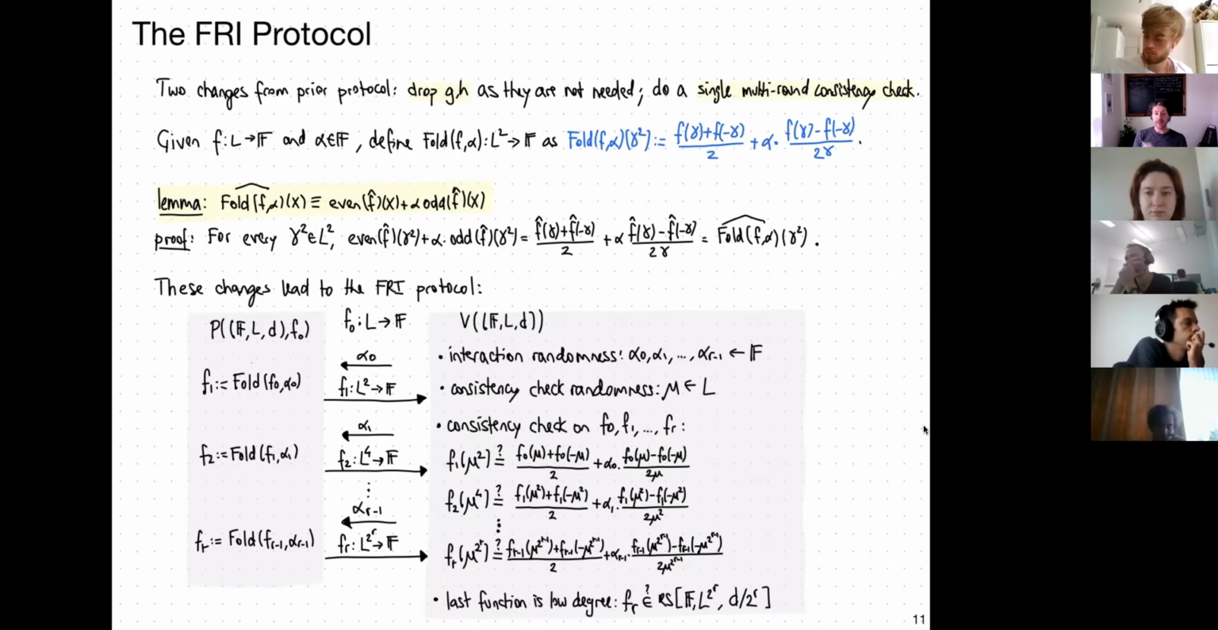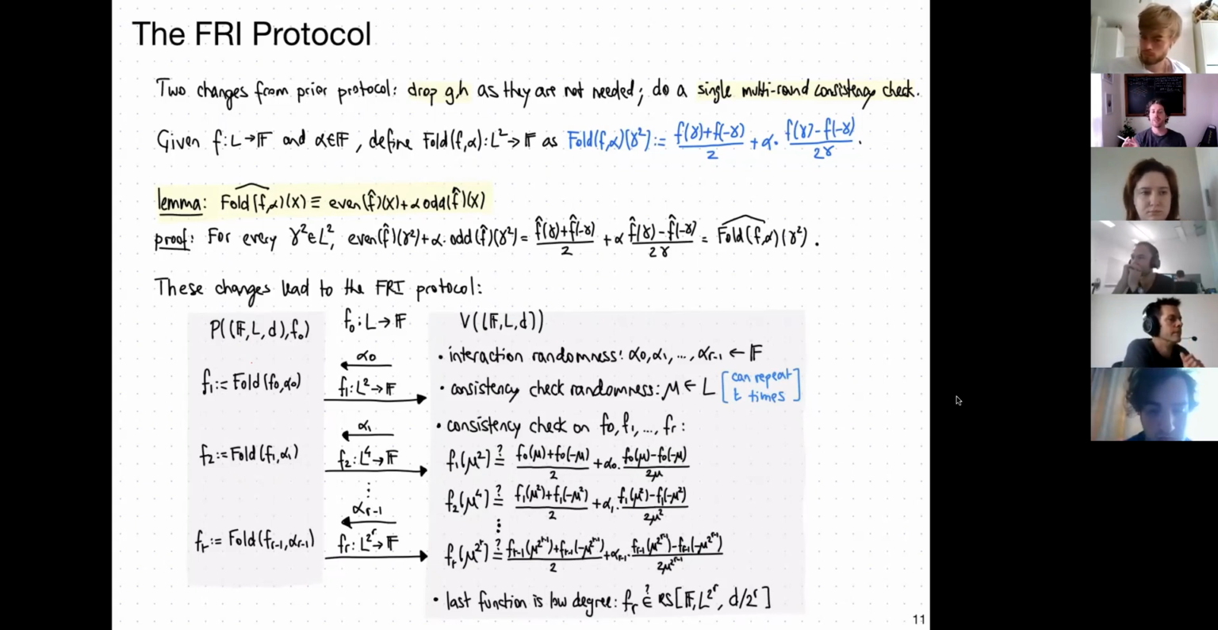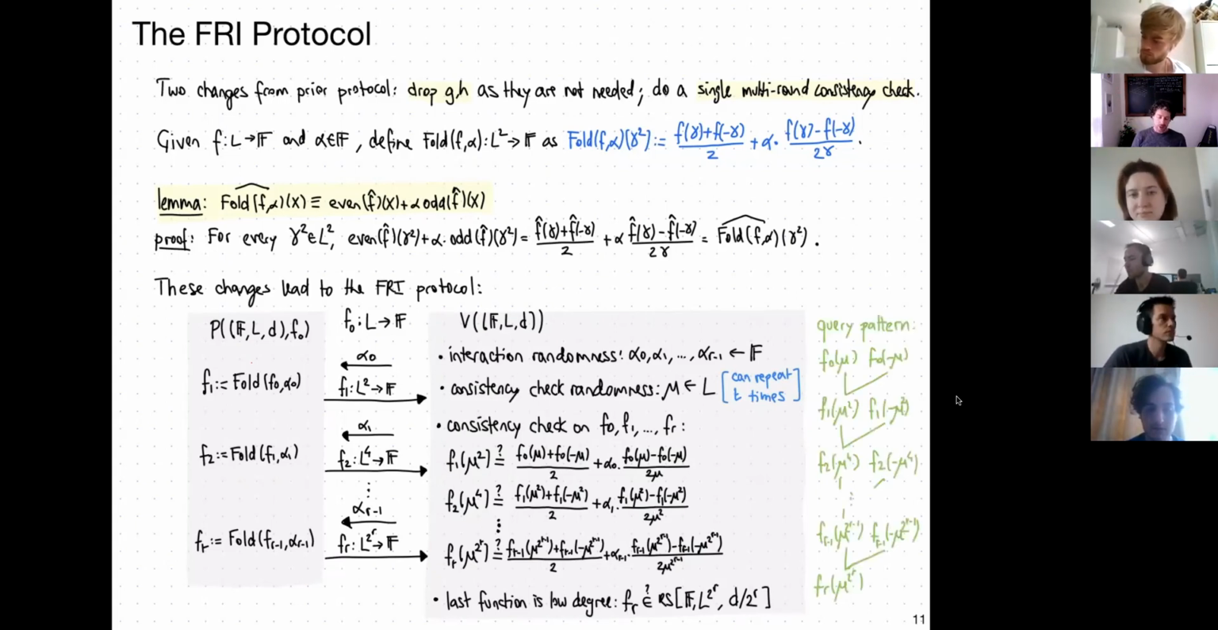And then the last function that we get, we need to just check that it's of low degree. But because we did it for log time and each time we cut the size by a factor of half, we can just read the entire thing because it's of constant size. And maybe this is not enough to get the soundness that we want, so we can repeat this whole thing several times. We can choose several of these mu's, but each time we check all of the mu's with respect to everything.